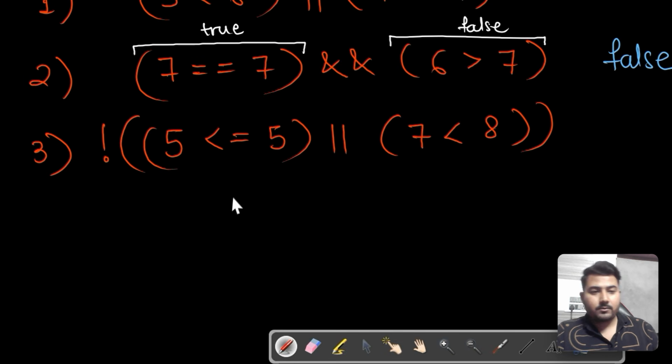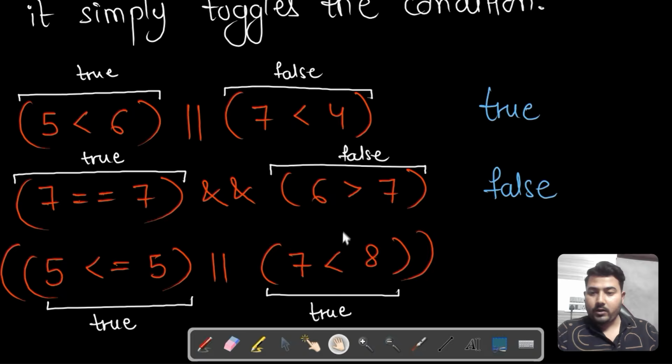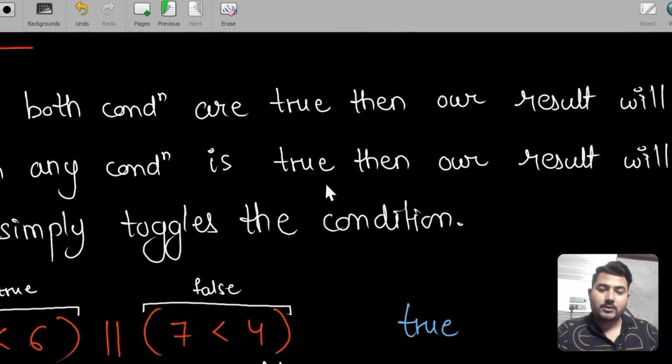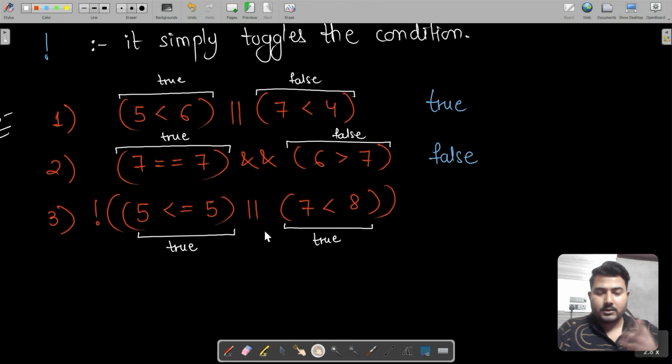Let's try to solve from the simplest part, that is this part. 5 less than or equal to 5. That seems to be true according to me. 7 less than 8. That also seems to be true. In between, we have an OR operator. And according to our definition, when any of the conditions is true, our answer will be true. I can see at least one of the conditions is definitely true. In this case, both conditions are true. Our answer will be true only according to the OR operator.